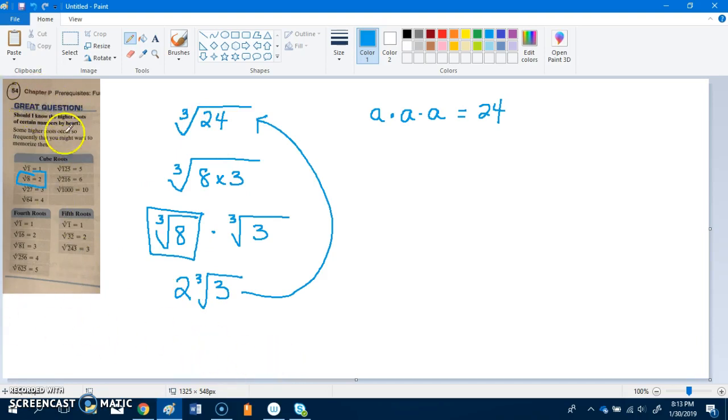So again, page 54, great cubed roots, fourth roots, and fifth roots that can help you when you're trying to simplify complex roots like this that aren't the normal square roots that we're used to.